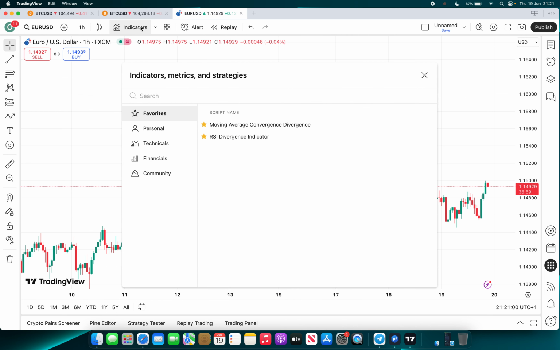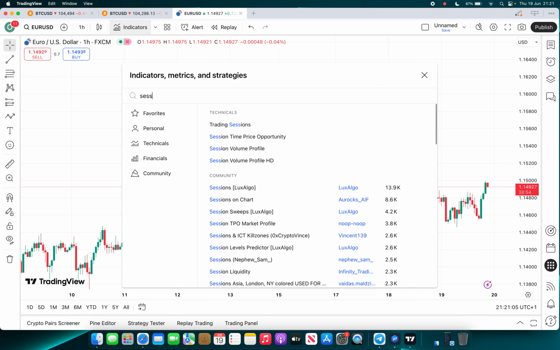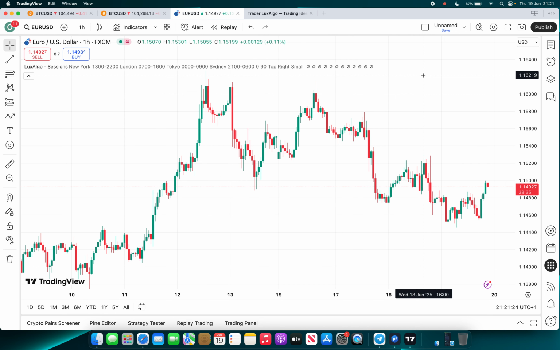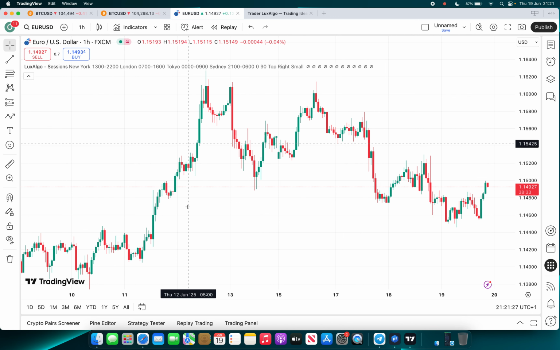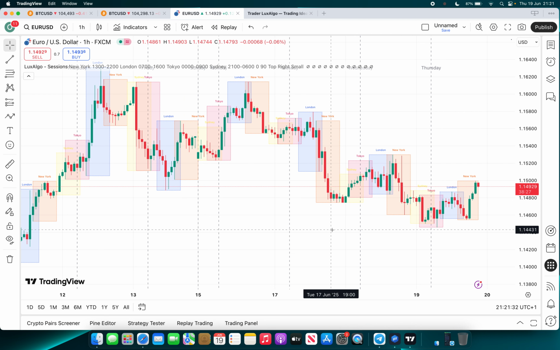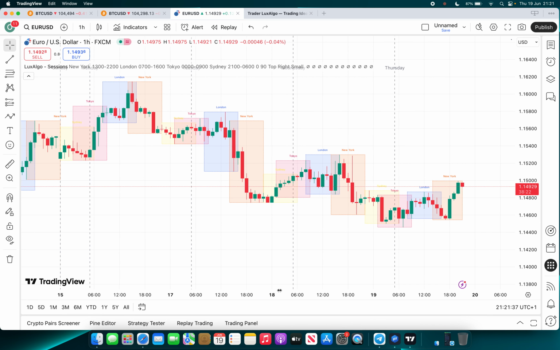So if we go to indicators and we type session, this is the one I like using. This locks arrow, so you can go check it out. Okay, it's just added. Let's give it a few seconds to load. Okay, here we go. We can even zoom. Let's use 1 hour time frame so that we can see properly.